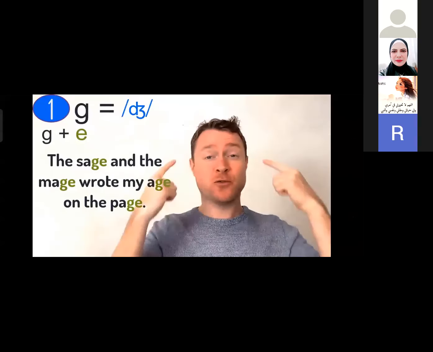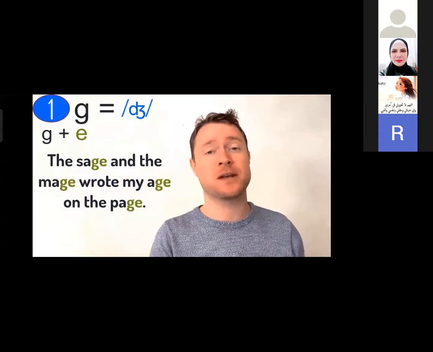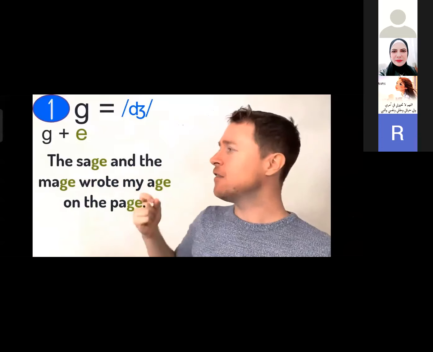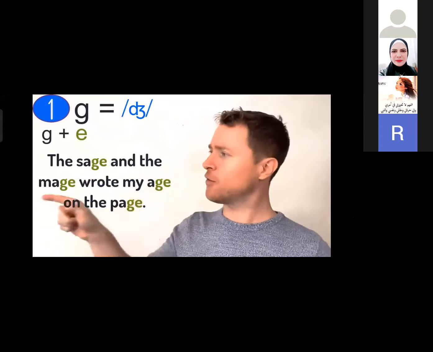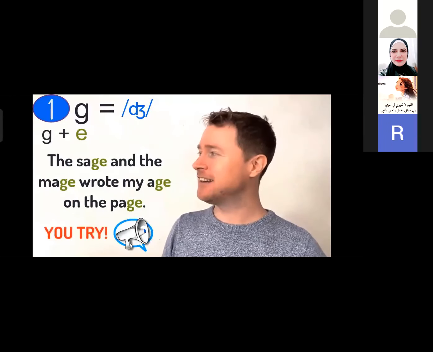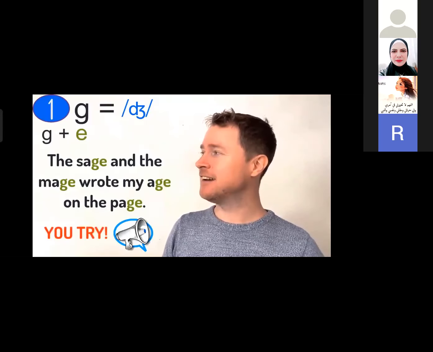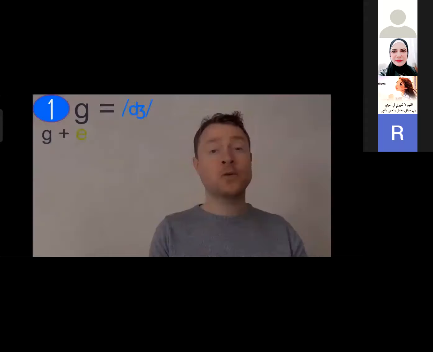Okay, this should make sure that you remember that GE at the end of words is nearly always pronounced J. Okay, the sage and the mage wrote my age on the page. Your turn. The sage and the mage wrote my age on the page. Okay, practice that again and again and again.